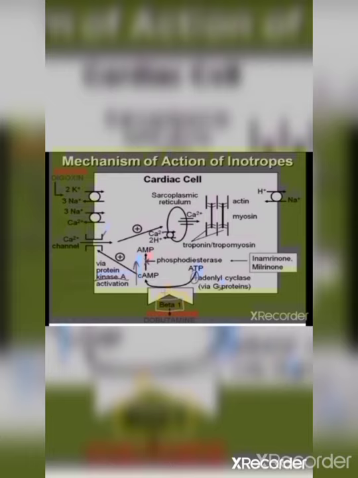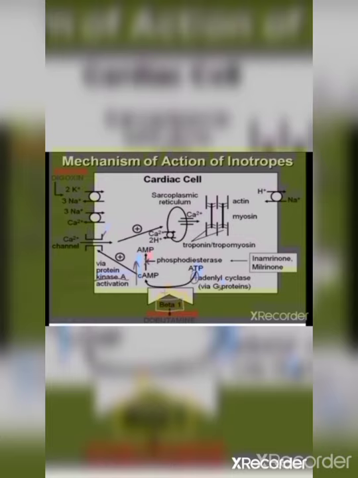Now, as I said earlier, on the right side we have phosphodiesterase inhibitor agents, inamrinone and milrinone. By inhibiting the phosphodiesterase enzyme, which is basically responsible for the conversion of cyclic AMP into AMP, they block this conversion and in turn increase the level of cyclic AMP.